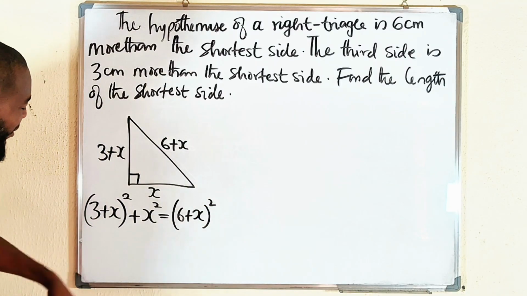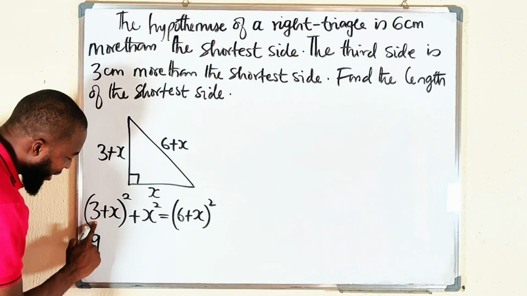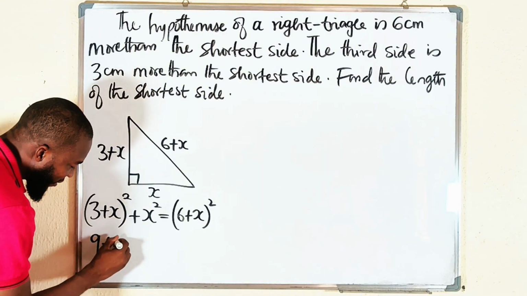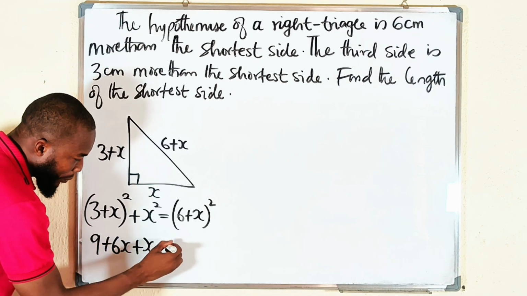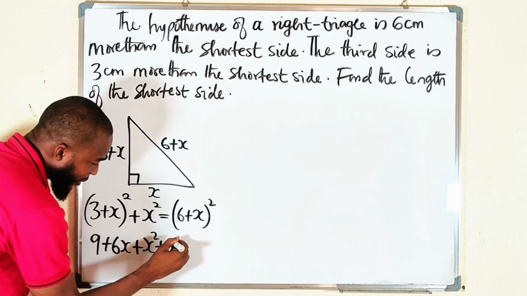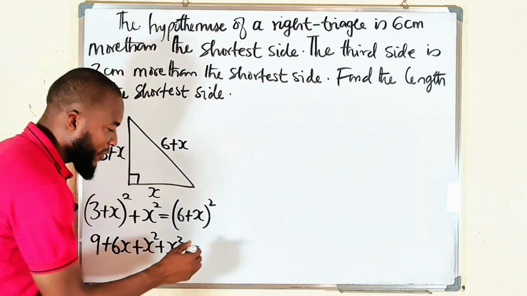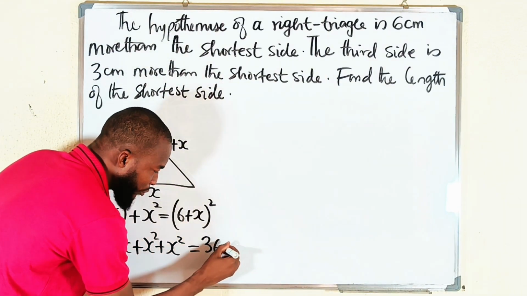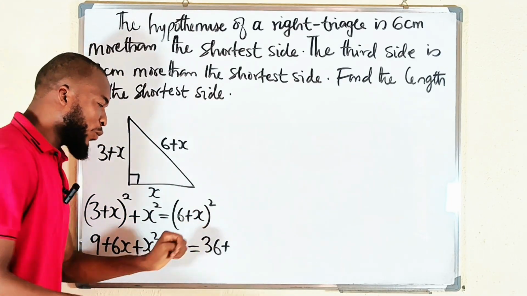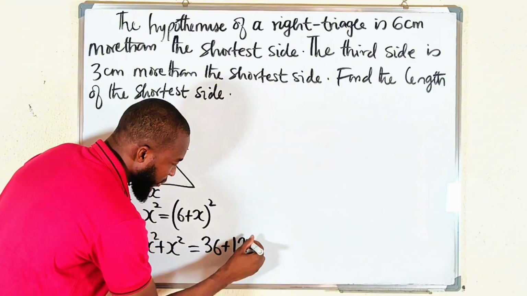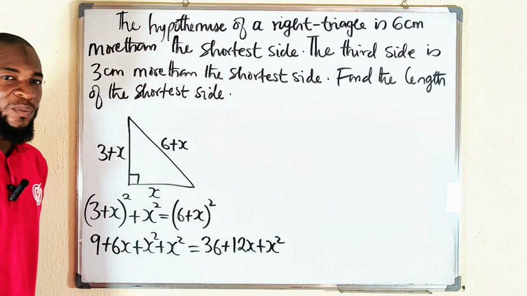Right. Let's expand the left-hand side. 3 squared is going to give us 9. 2 times 3, 6 times X is 6X. Then X squared plus another X squared. Then you move to the other side. 6 squared is 36 plus 2 times 6 times X, 12X, plus X squared. We are done with the expansion.